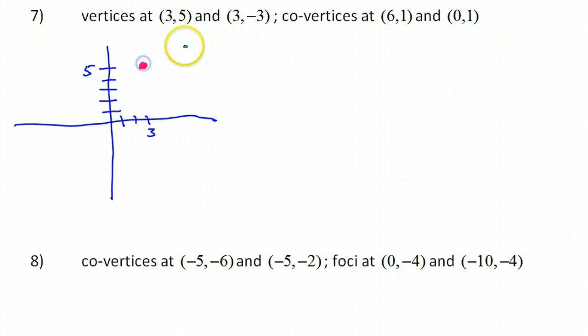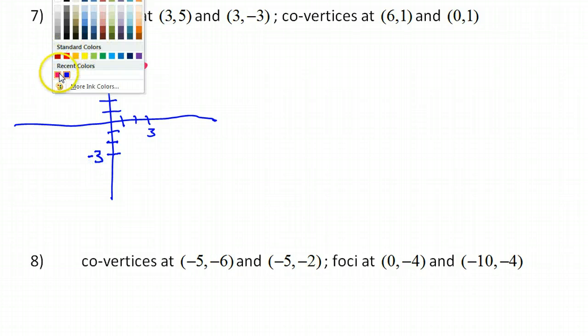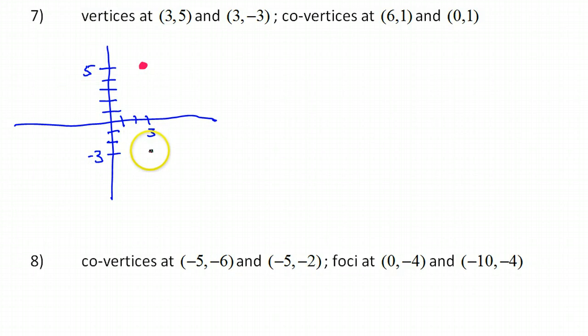Alright, so that's one vertex. And then we have another vertex at 3, negative 3. Alright, so how do you get the x and y? So it's not 0, 0. Okay, so 3, negative 3 is right here. So these are our two vertices.